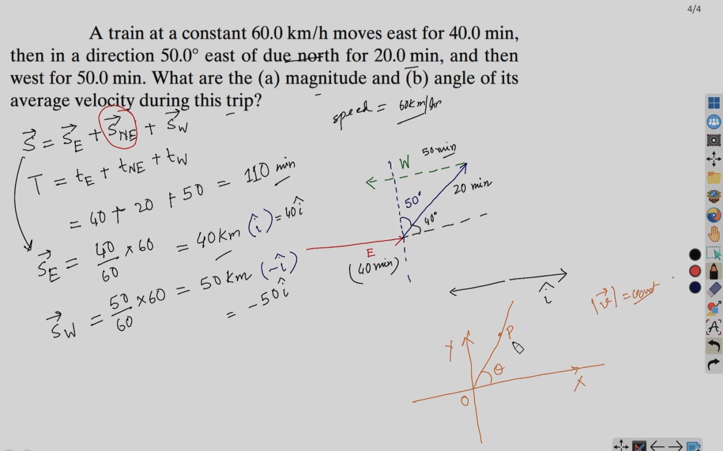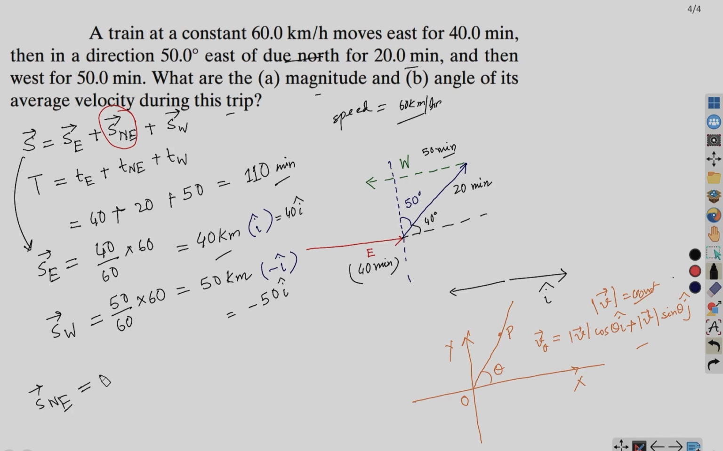Now, what would be the velocity of the particle at this point? P is any arbitrary point. So it is simple. The velocity of the particle at any point, let's say it is v theta, is given by this formula, with I cap plus j cap components. Therefore, the velocity of the train at any arbitrary point, since the speed is constant, will also be attained with this formula. So we can easily compute here SNE.